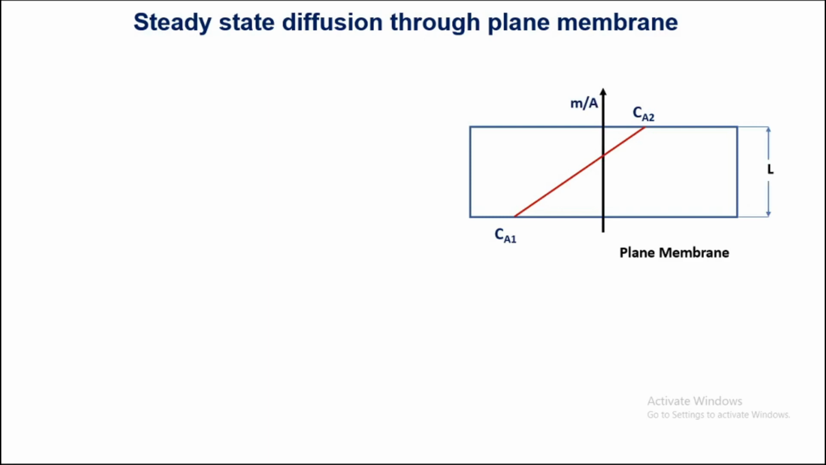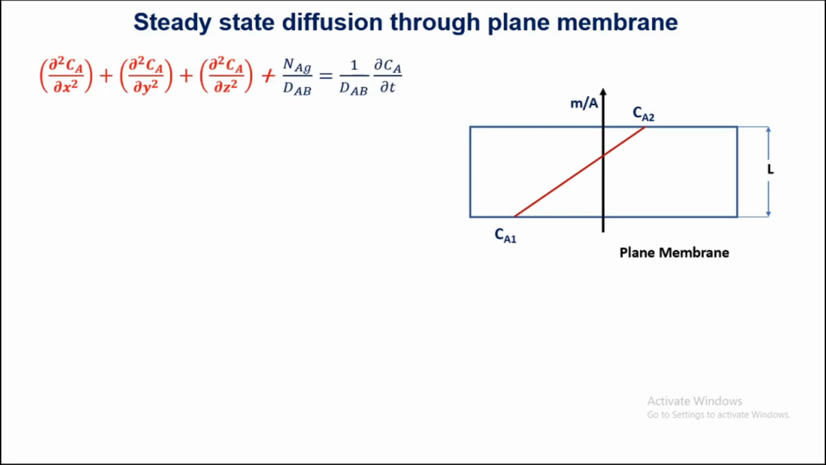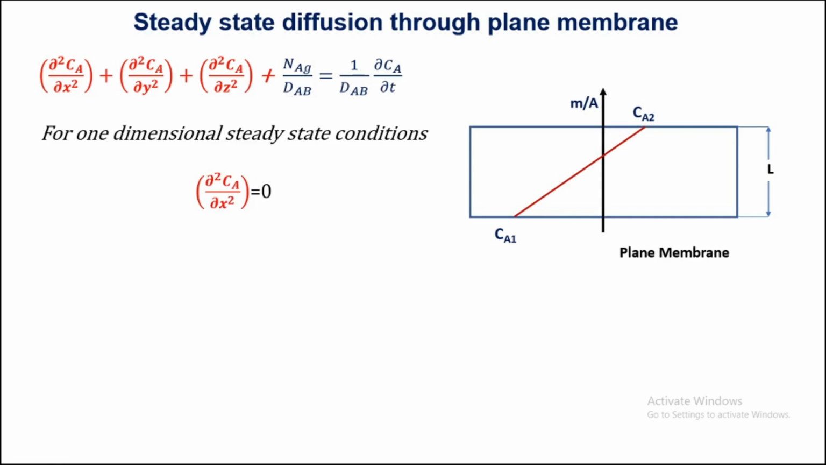To derive the steady state diffusion equation, the generalized three-dimensional unsteady state diffusion equation is shown here. But this system operates at steady state condition, one-dimensional, and without any internal mass generation. So the second, third, and fourth parameters on the left hand side and the first parameter on the right hand side get cancelled, and the final form of the equation is shown here, that is ∂²Ca/∂x² equal to 0. So if we integrate this term, that will give dCa/dx equal to C1.